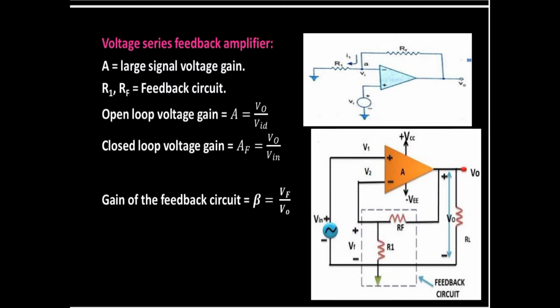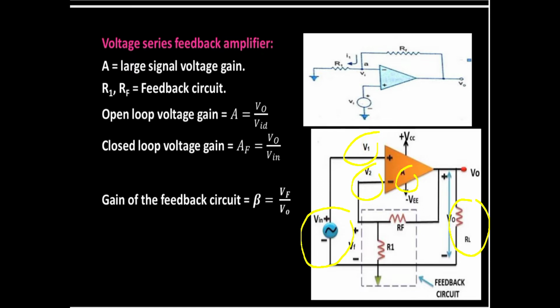Now coming to here, RL is the load resistance and VIN is the input voltage. V1 and V2 are the two input voltages and the total input voltage, that means differential input voltage, is nothing but V1 minus V2. And A is the open loop gain of this op amp.